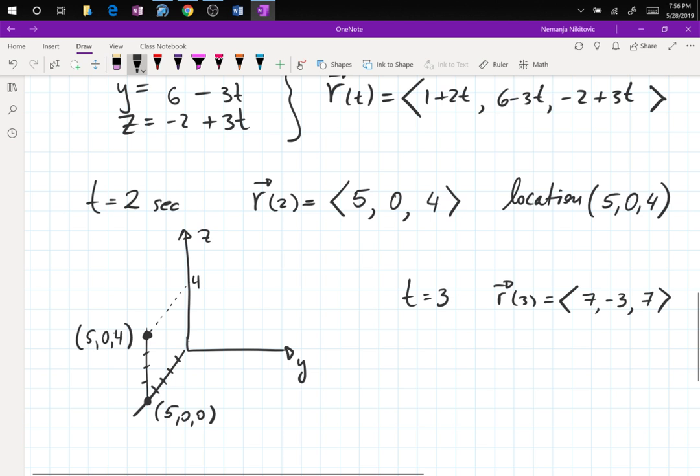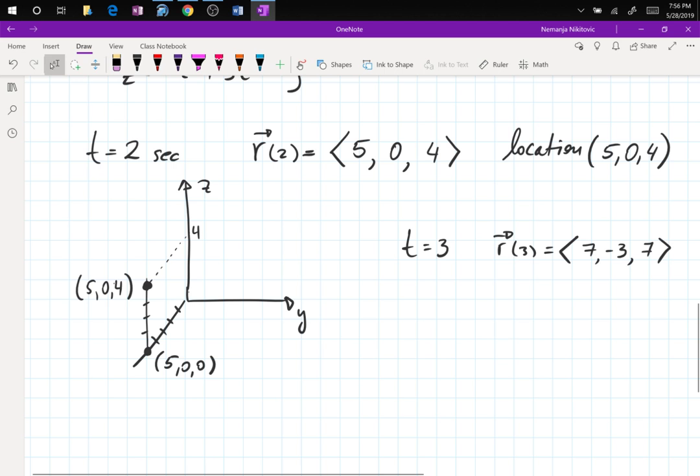3 times 3 is 9, minus 2 is 7, and then 6 plus 1 is 7 as well, and then 6 minus 9 is negative 3. Great. So now for this one, we would figure out where 7 is on the x-axis. Then we would go negative 3 on y, which would push us more this way, and then 7 units up.